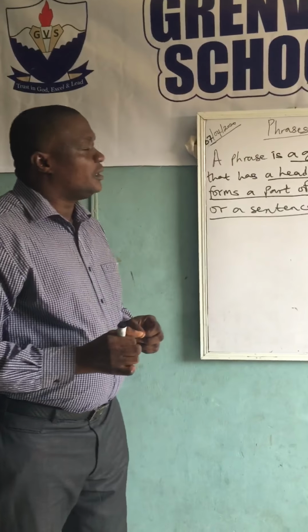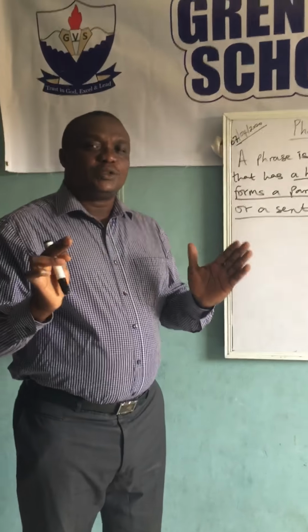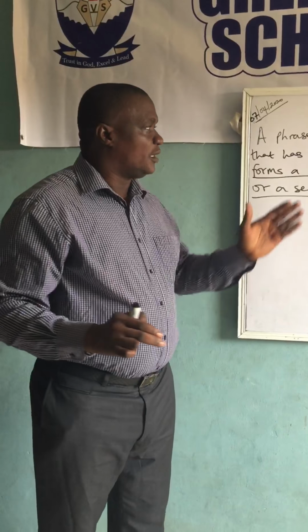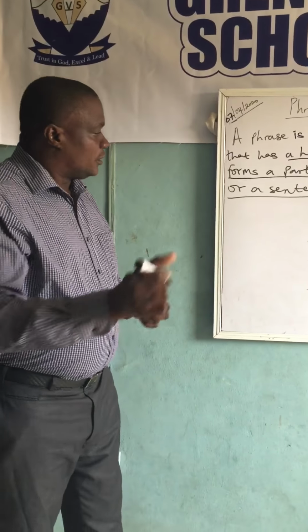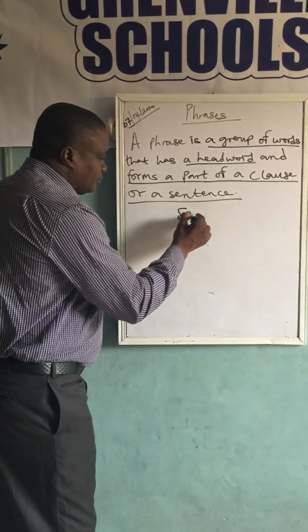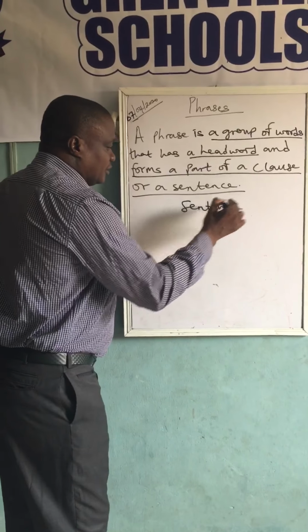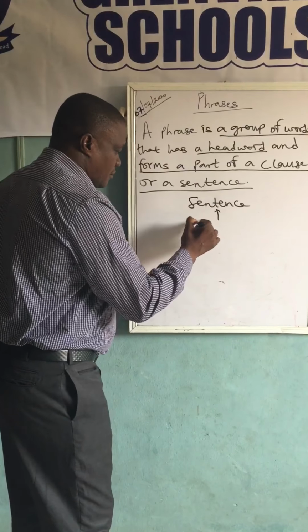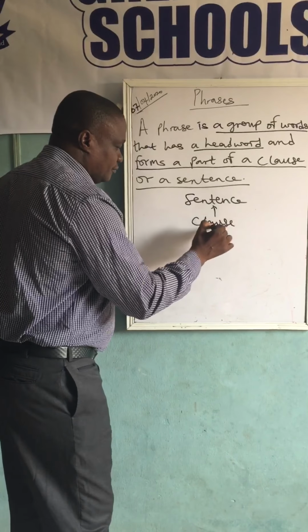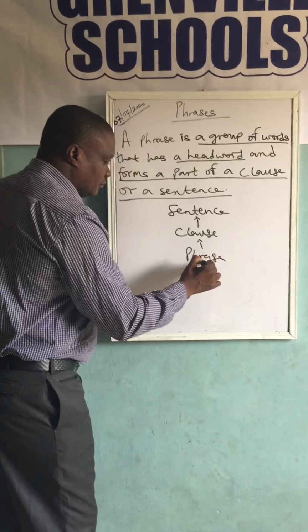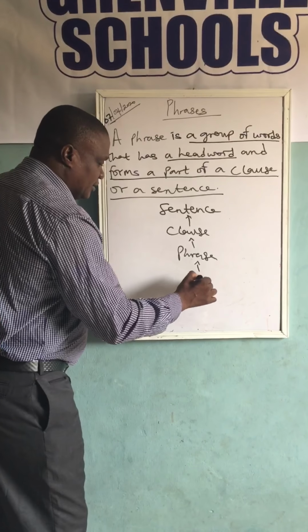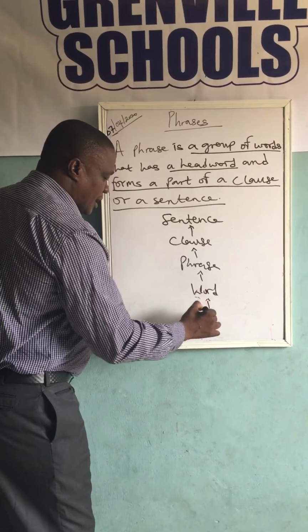Now, there's what we call unit of grammar in English, which the phrase belongs to. Okay? The units of grammar in English include the sentence, the clause, the phrase, the word, and the morpheme.